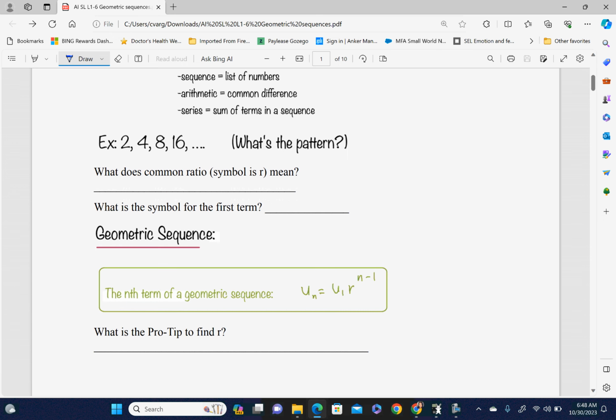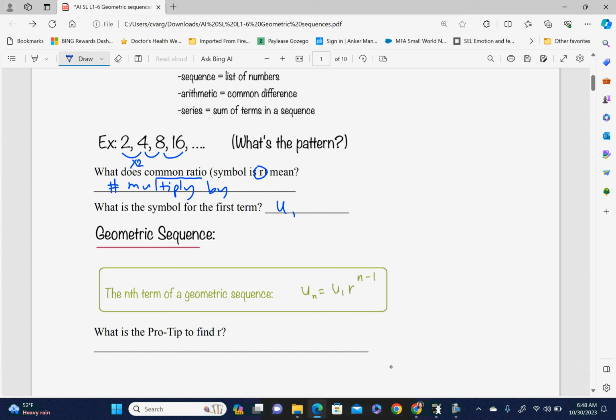All right, so here, what is the pattern? So it looks like it's +2, but then here it's +4, and then here it's +8. So a better way to say what the pattern is here is multiplying by 2, and that is the symbol for R. R means a common ratio, and it's just the number that you multiply by. The symbol for the first term is still U1.